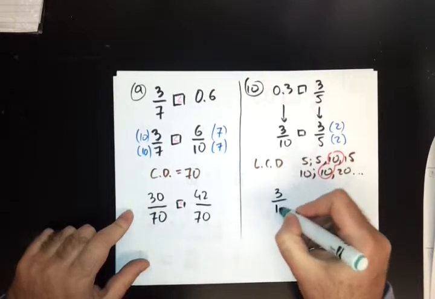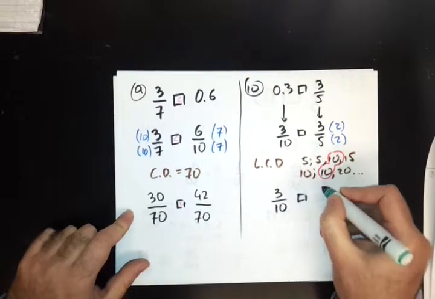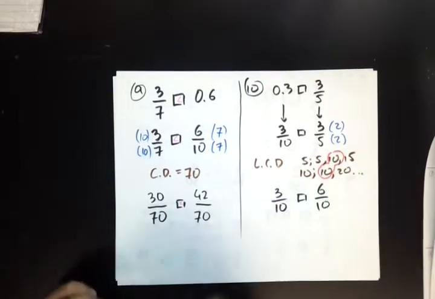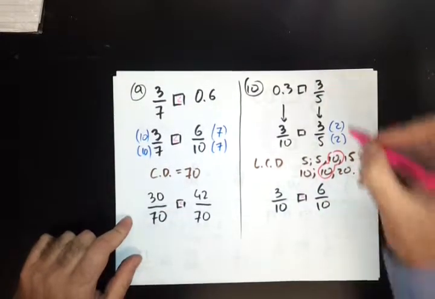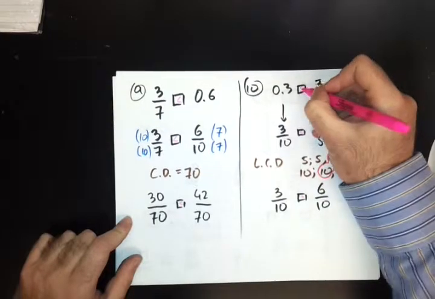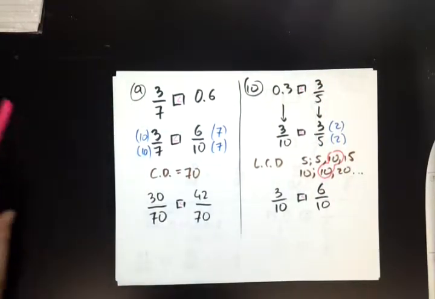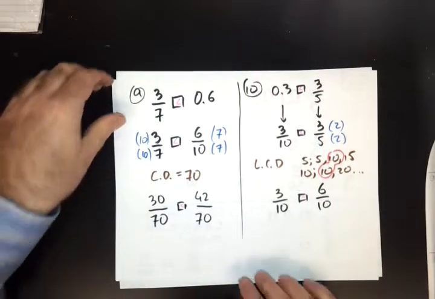Which means 3 over 10 in comparison with 6 over 10. Which one's bigger? Easy. This one's twice as big. So 6 over 10 is indeed bigger. All right, moving on to number 11 now.